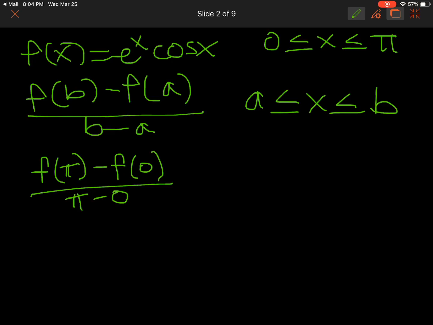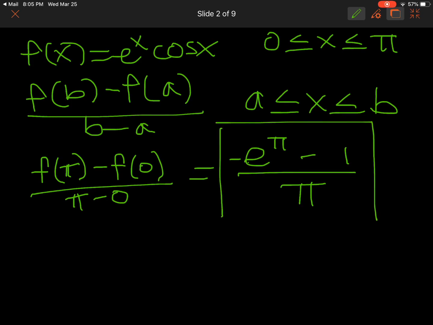Alright, so f of pi will give you e to the pi times cosine pi. You know that cosine pi is -1, so that will actually become negative e to the pi power. And for f of 0, we know that e to the 0 is equal to 1, and cosine of 0 is equal to 1, so that's 1 times 1, so we just subtract 1 here. And pi minus 0 is pi. And since there's no units given for the problem, we can just end with this. That is your average rate of change. Excellent. Okay, let's move on.